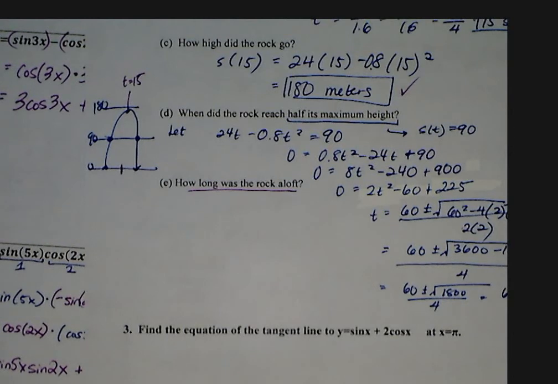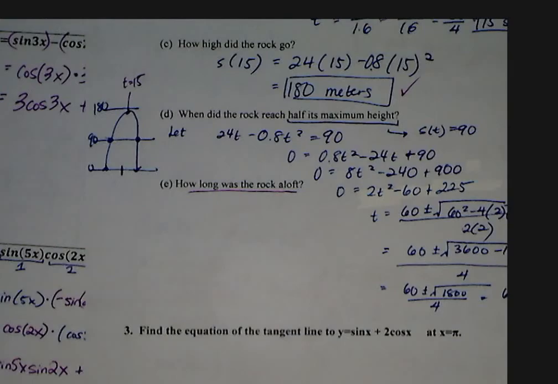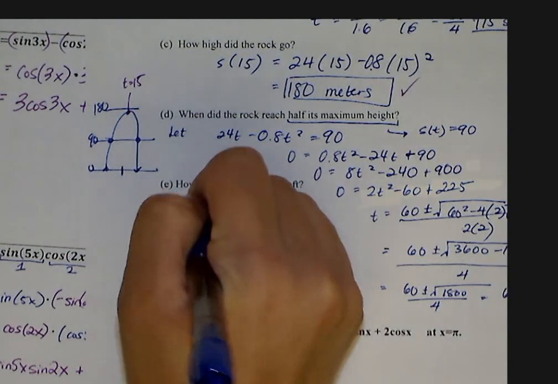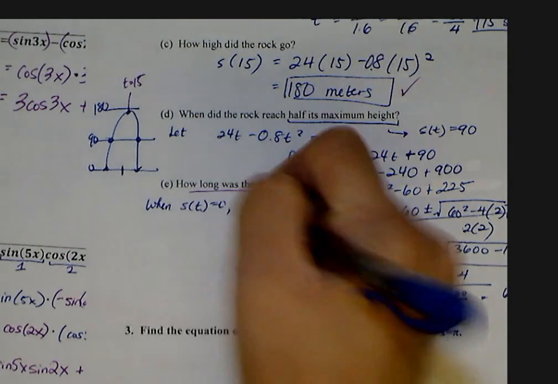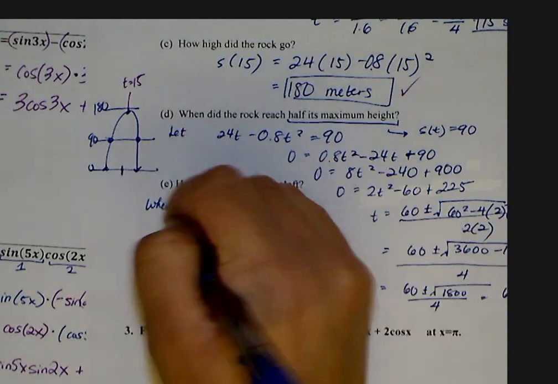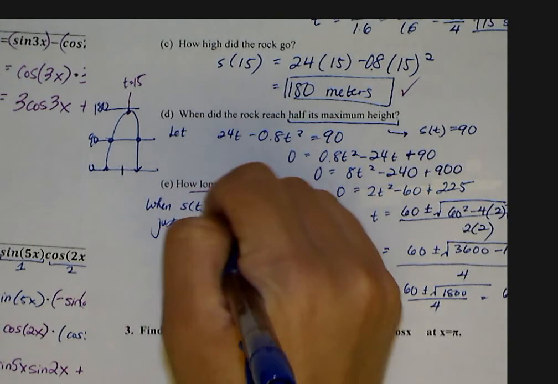Okay, how long was it aloft? That means in the air, right? Because it takes longer to go up. You find when s equals 0. You find the position, you find the time, because when s equals 0, it's going to give you two answers. Yeah, the particle is at the starting point and at the end, just started or is reaching the ground, right? So you let s hit the ground.